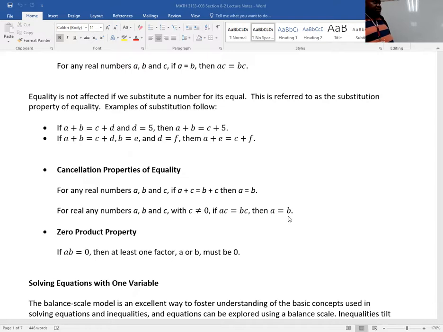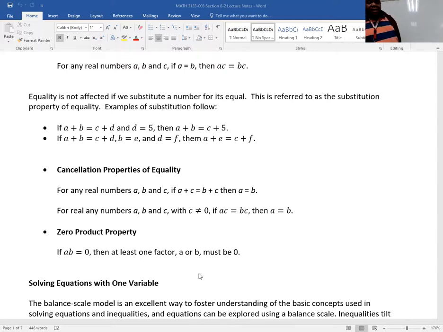In this case, with the zero product property, either A is equal to 0 or B is equal to 0. And it could be both A and B equal to 0, because here we're using what they call the inclusive OR. It could be either A equals 0 or B is equal to 0, or it could be both A and B equaling 0. Okay, so those are just some of the properties of equality that are used with solving equations.